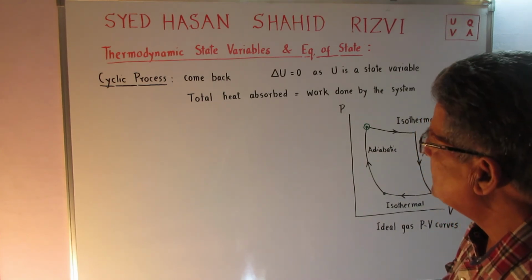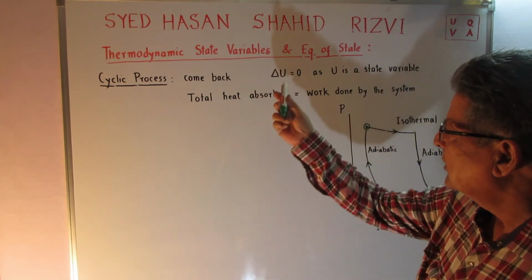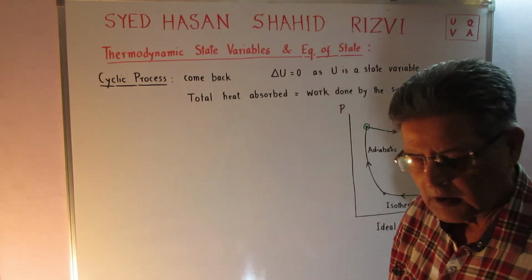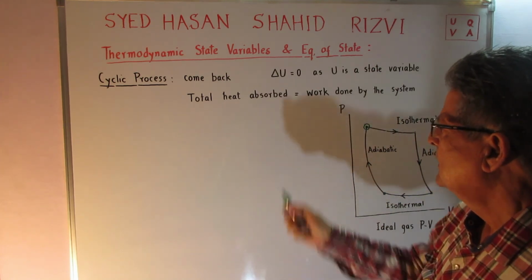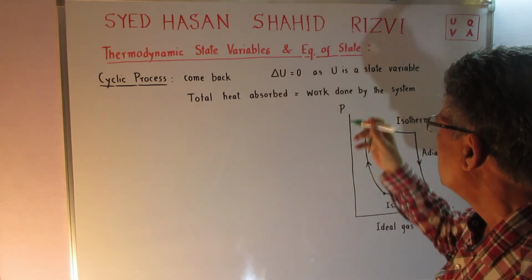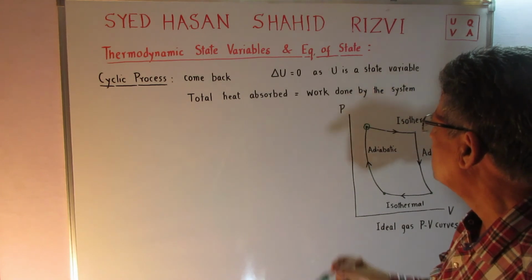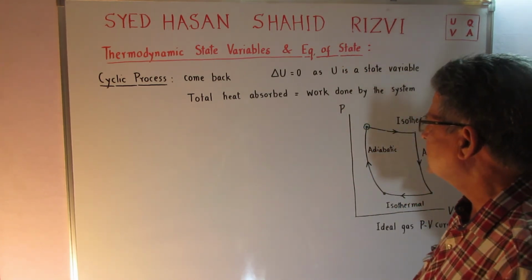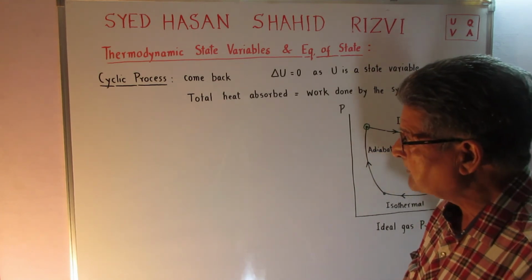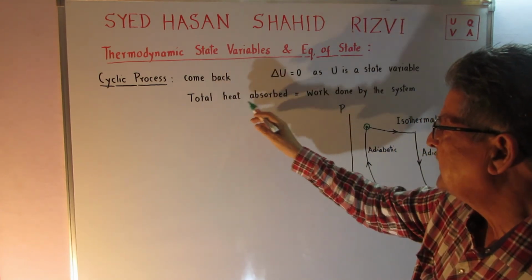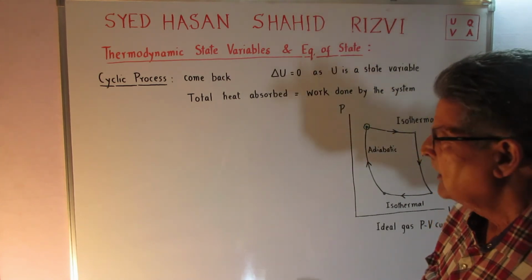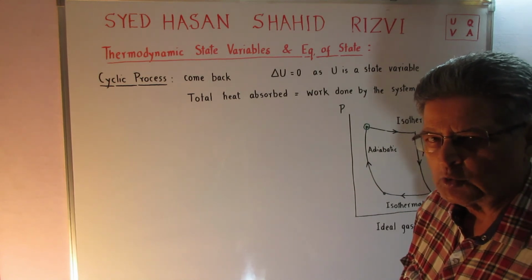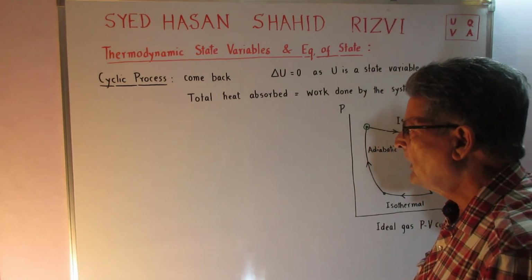So look here, because delta U is equal to 0, there is no change in the value of internal energy. Why? Because internal energy is a state variable. In this comeback process, the total heat absorbed is equal to the work done by the system.